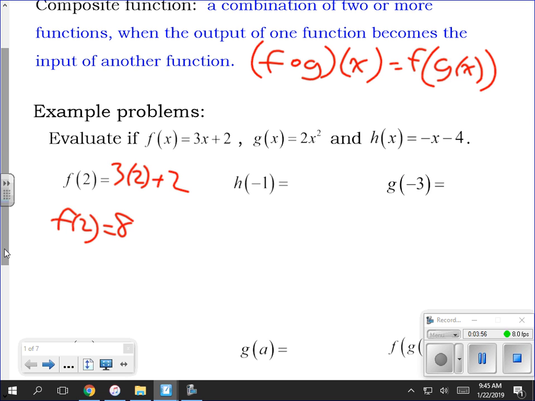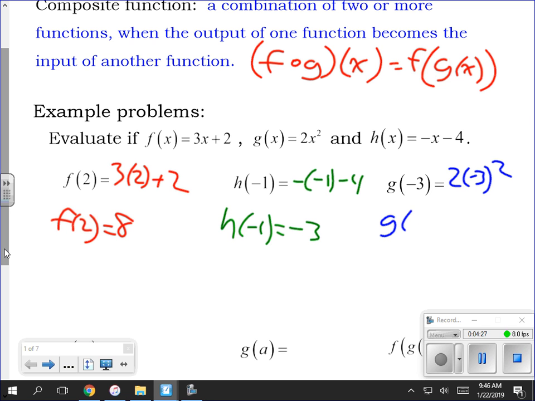I want to know h of negative 1. So I take x and replace it with negative 1. So it's negative 1 minus 4, so h of negative 1 is negative 3. Then I do g of negative 3. Put negative 3 in for x. 2 times negative 3 squared. Negative 3 squared is 9, times 2 is 18.